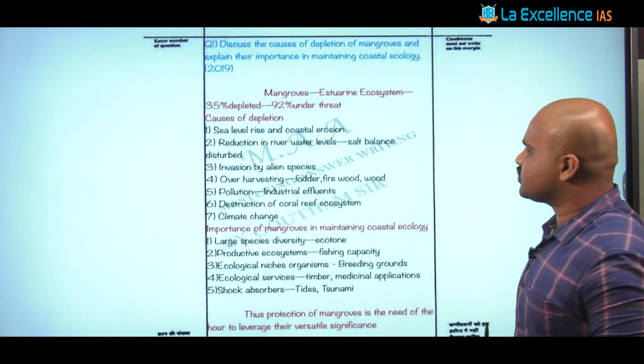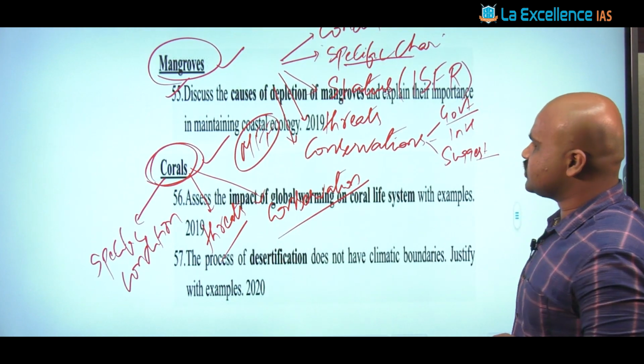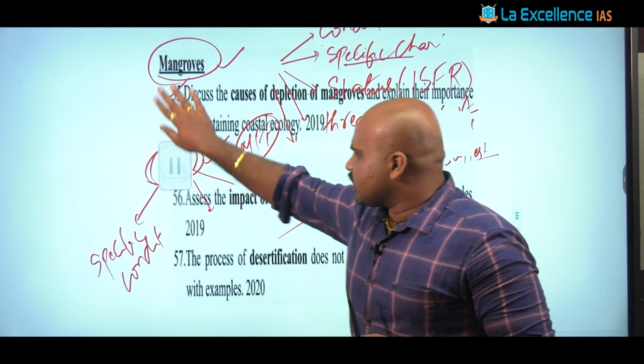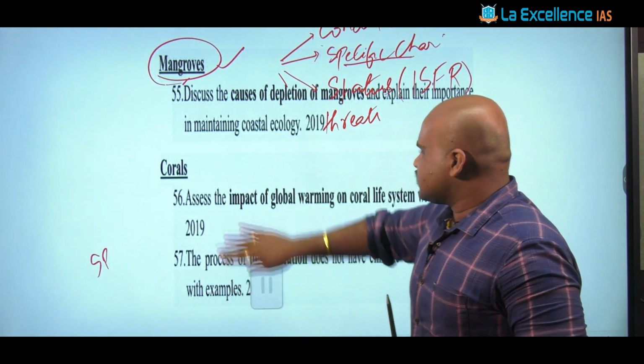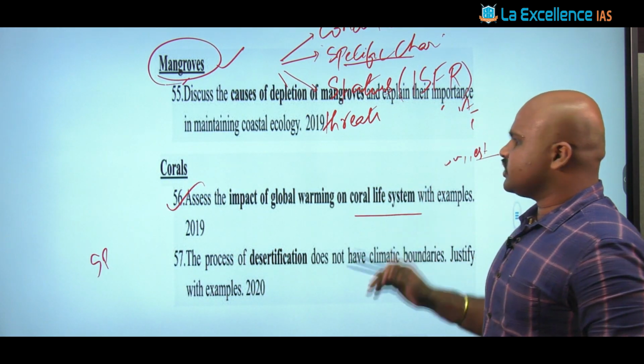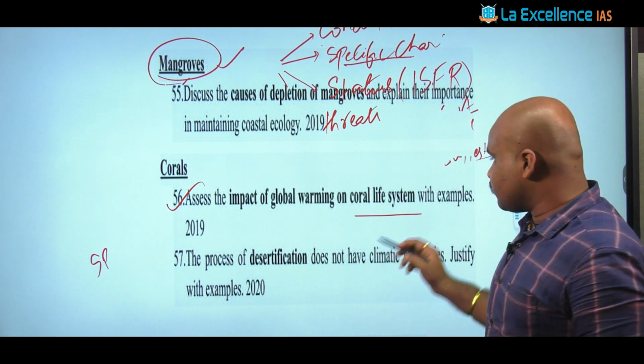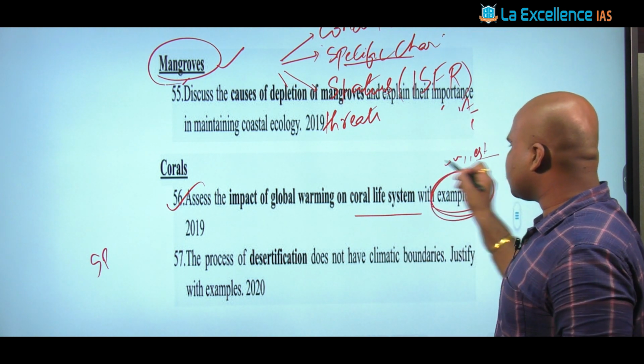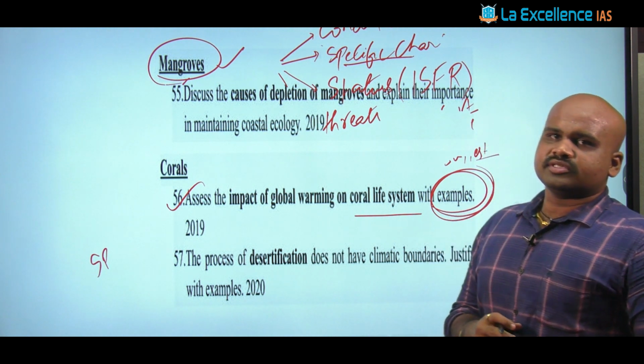Now let's look at a practice question. We will take this particular question: assess the impact of global warming on the coral life system with examples. Now here please remember that we have to certainly substantiate whatever points we are making with examples, right.